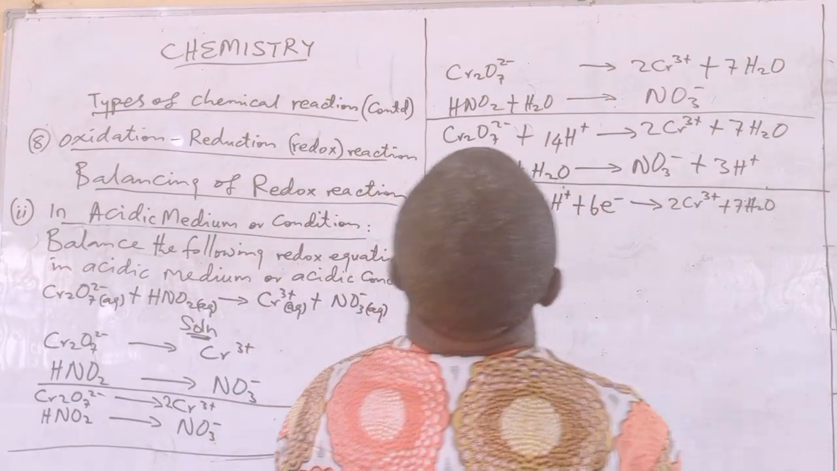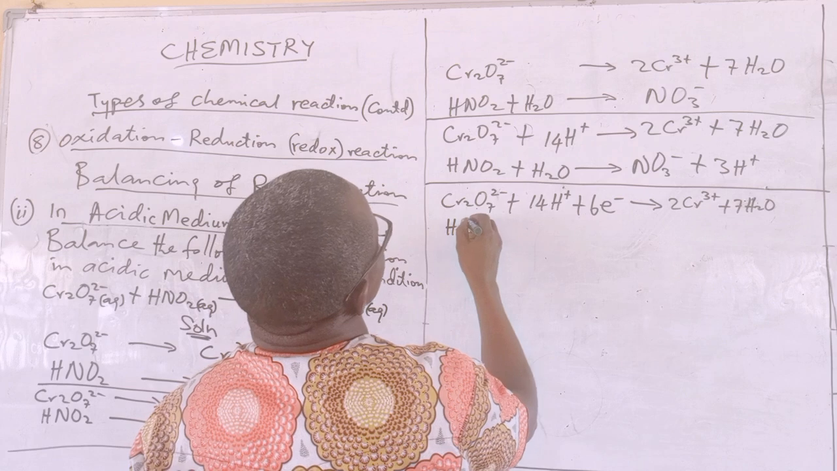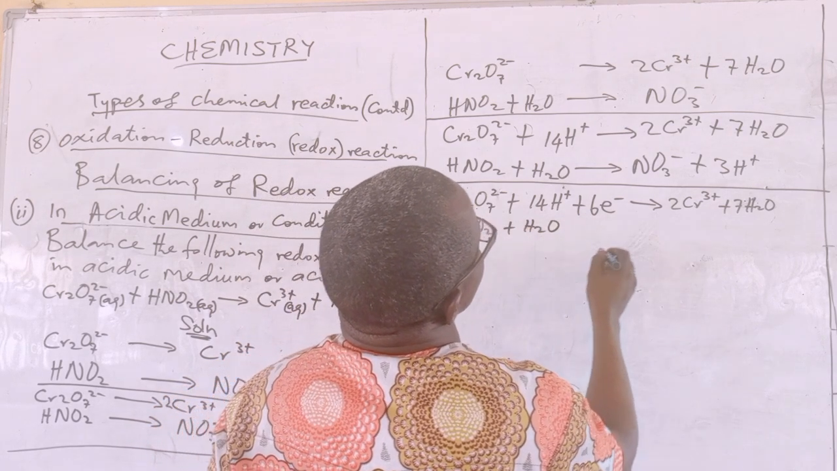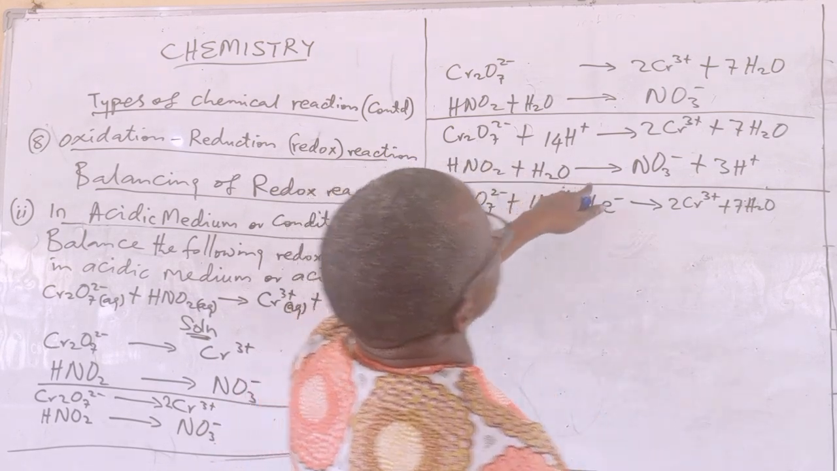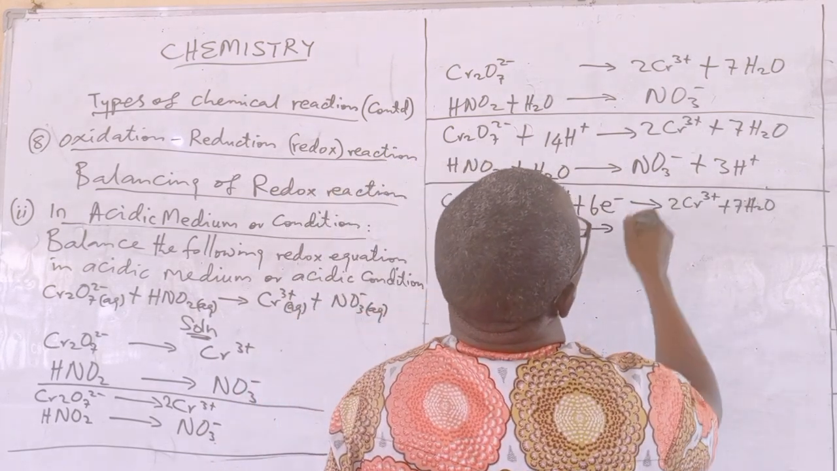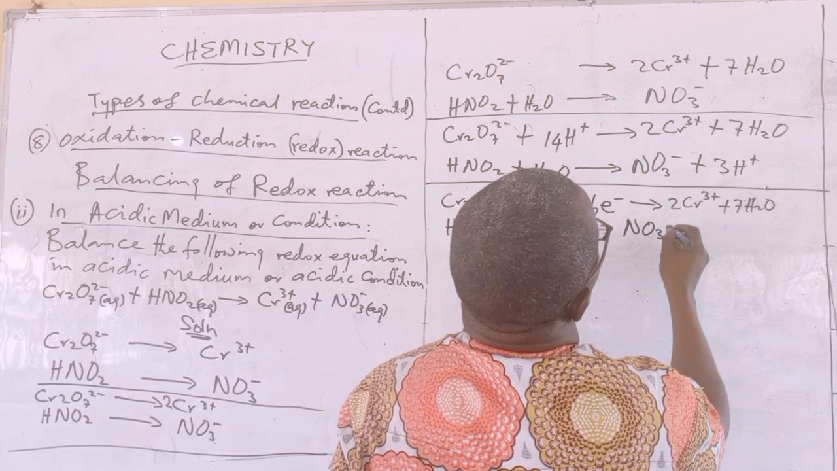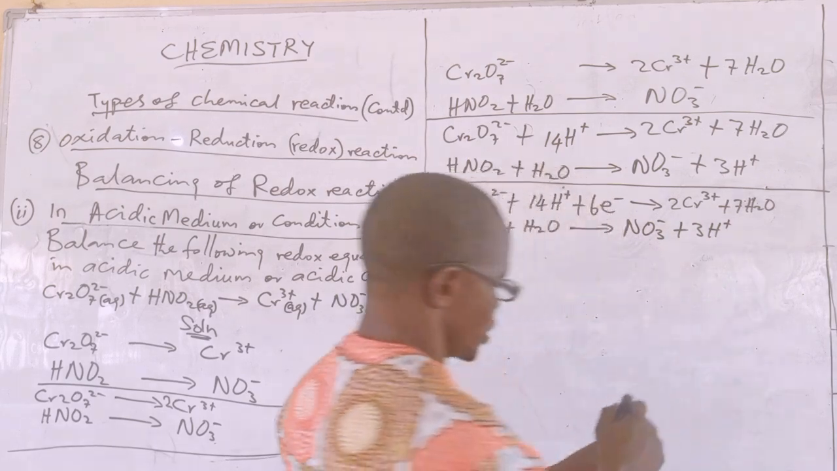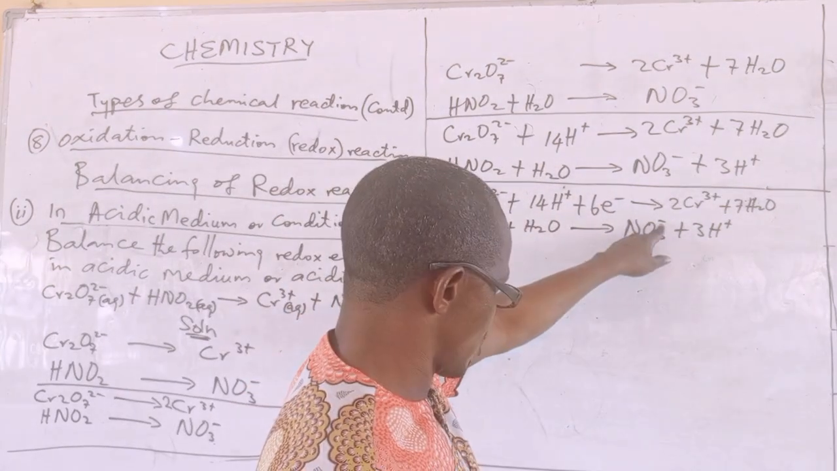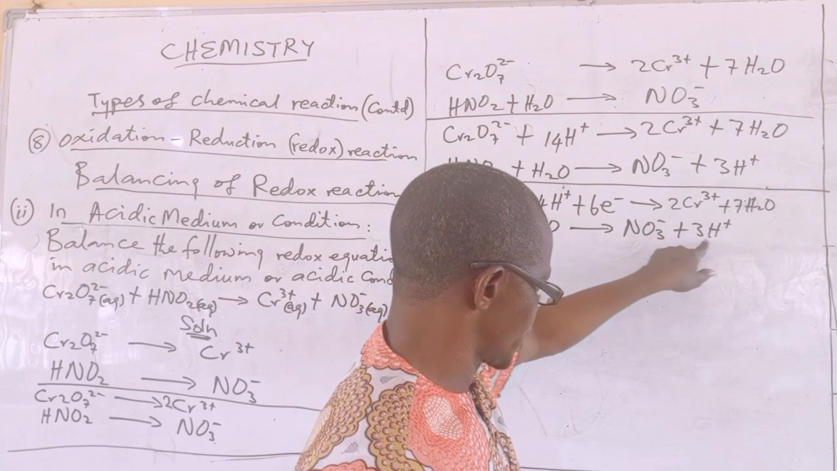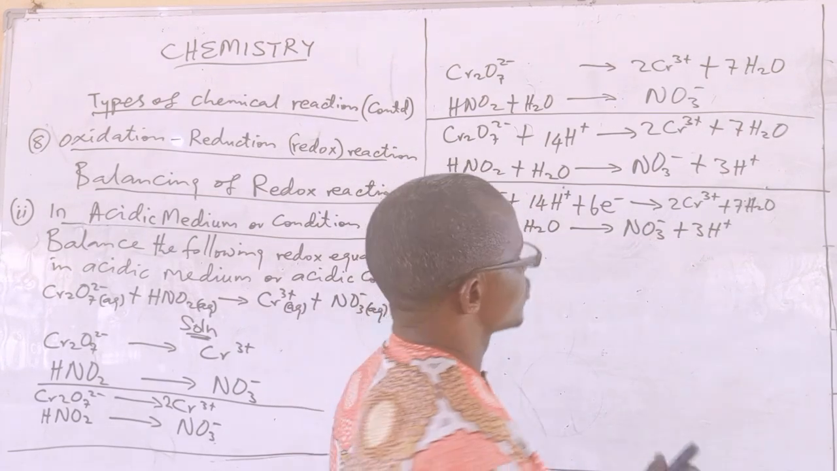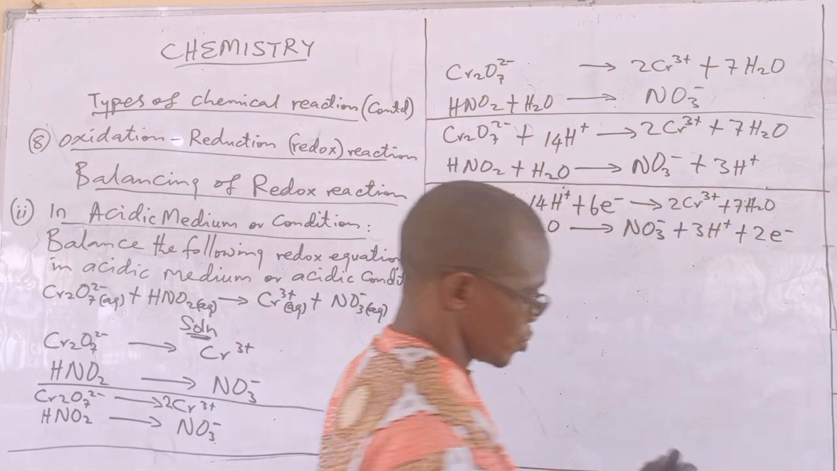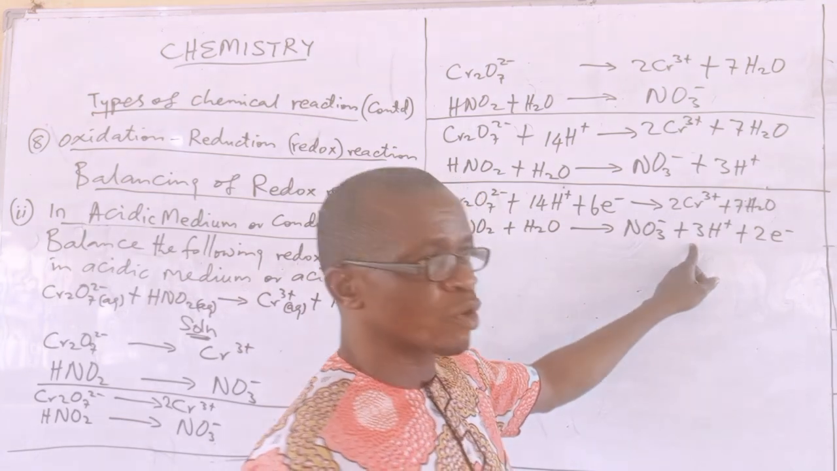Okay, now go to the second one. The second one says HNO2 plus H2O. No charge here, you have charge there. So NO3 minus plus 3H plus. Okay, so now minus 1, this is plus 3. Minus 1 plus 3, you are left with what? Plus 2e minus. You use e minus to neutralize the remaining plus 2.